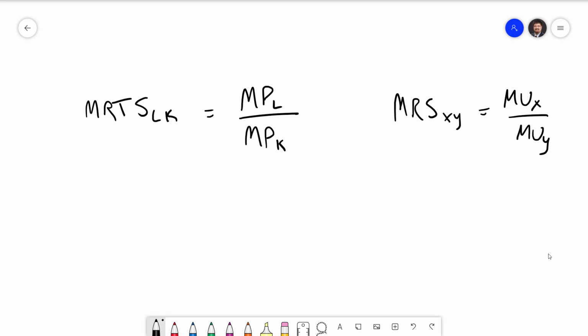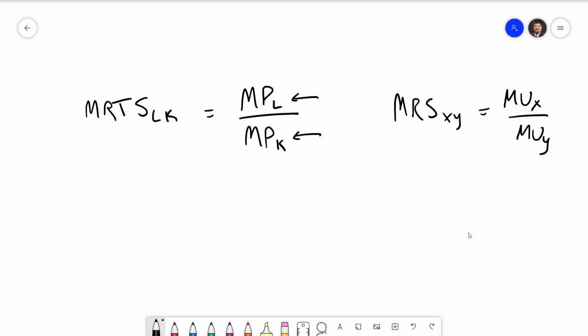How we can think of this is that we are going to increase labor by a little bit. That's going to give us a little bit of marginal product of labor, but we're going to give up a little bit of capital, and that's going to lose us some production. And the ratio of these two things tells us the rate at which we can do that and maintain the same level of output.